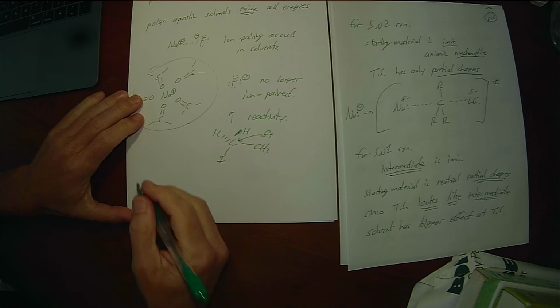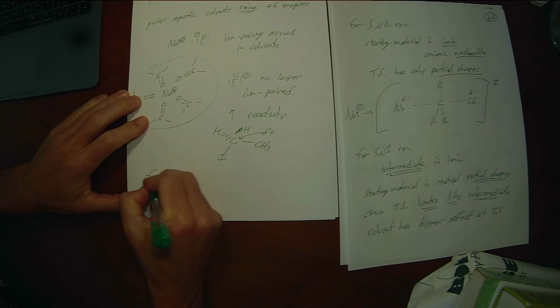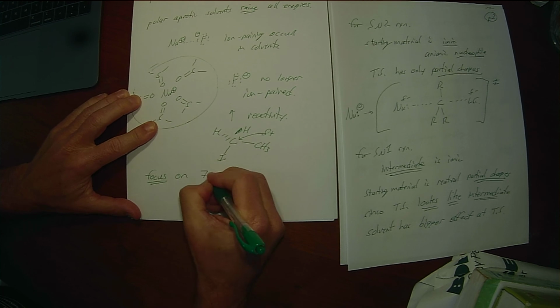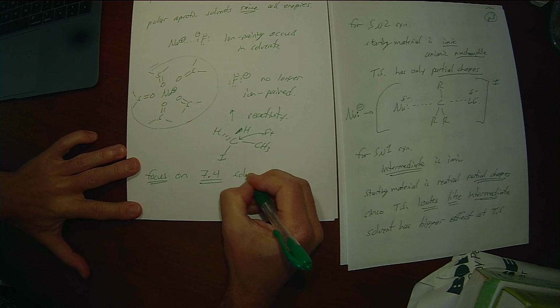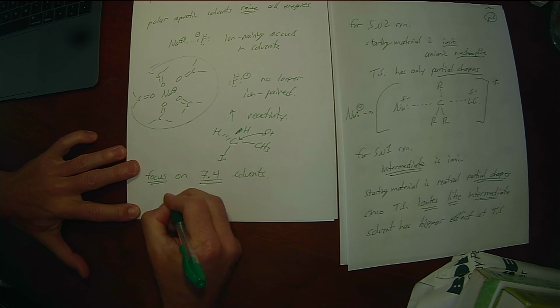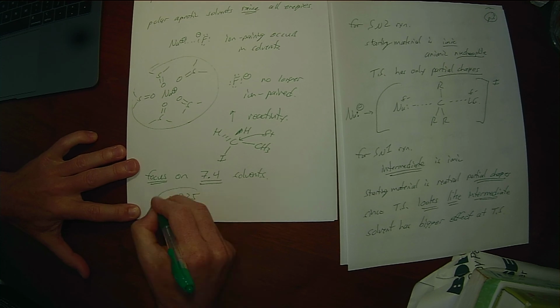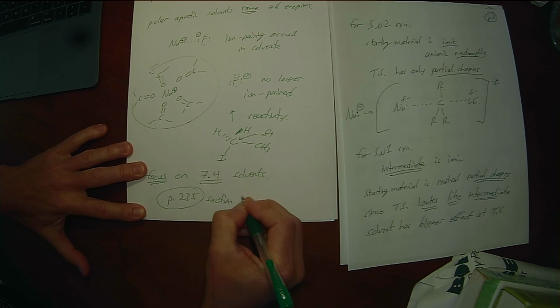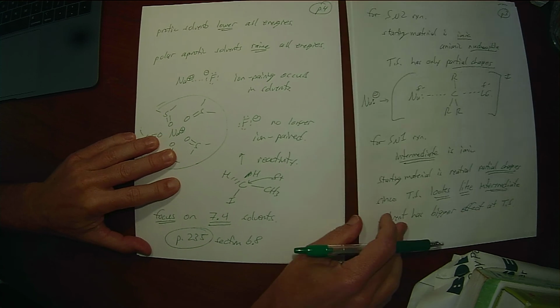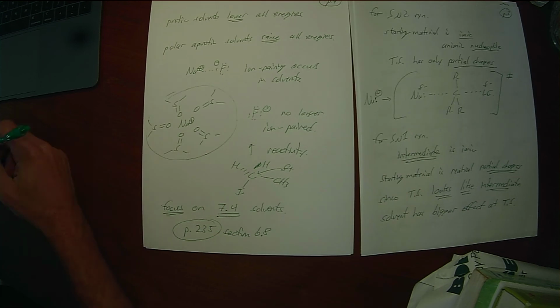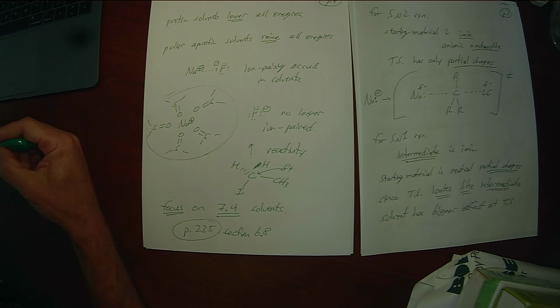The sections of the book you want to focus on, our book isn't very good. 7.4 is the section in Chapter 7 that talks about solvent effects, and I think it's page 235. It's also in section 6.8, which was the section on nucleophile strength, but they kind of hide the solvent effect on the SN2 reaction in there. I think it's the bottom of page 235 and the top of page 236 where you see a very brief discussion of the polar aprotic solvents increasing the rate of the SN2 reaction.